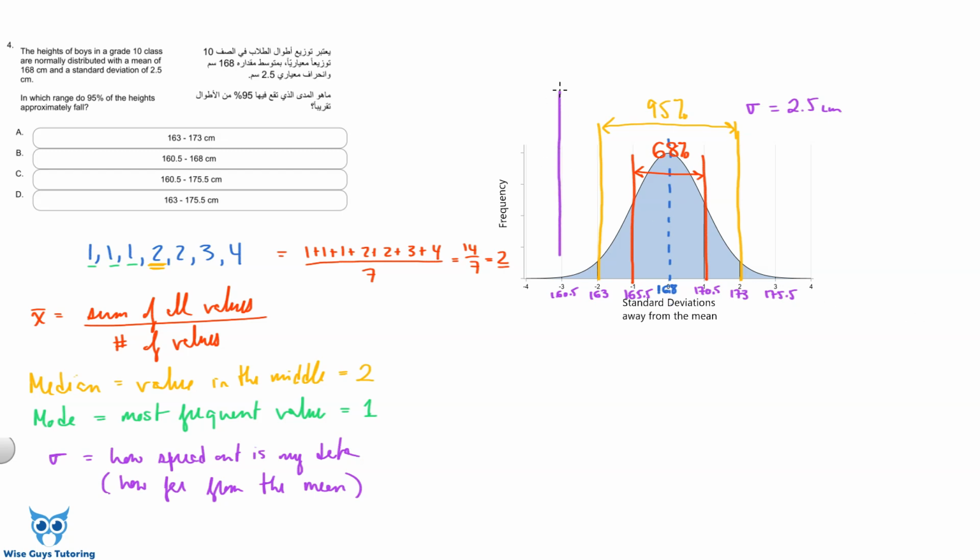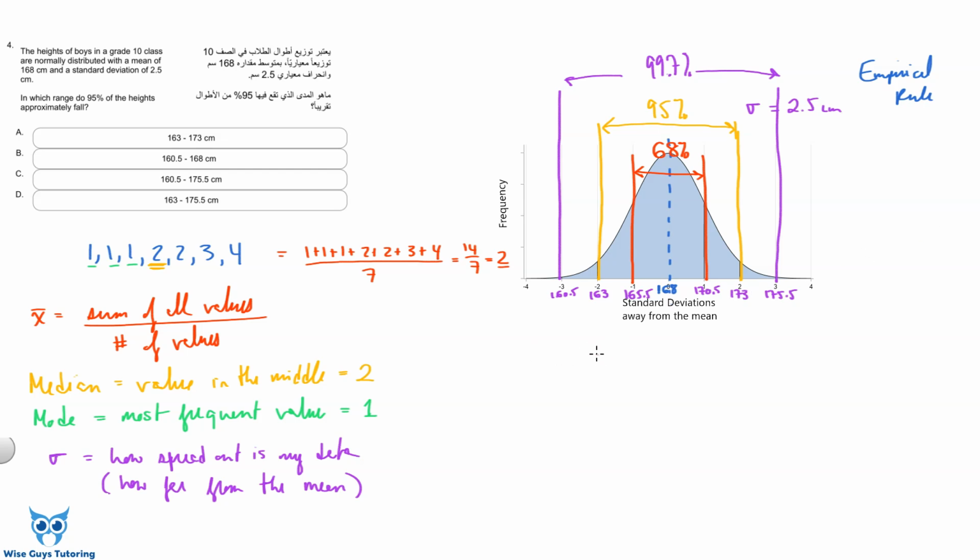If you want to go to 3 standard deviations below and 3 standard deviations above, then 99.7% of all the heights will be in this range. So 99.7% of all these boys will probably be between 160.5 and 175.5. This is called the empirical rule. You should know these percentages of 68, meaning it's plus or minus 1 standard deviation.